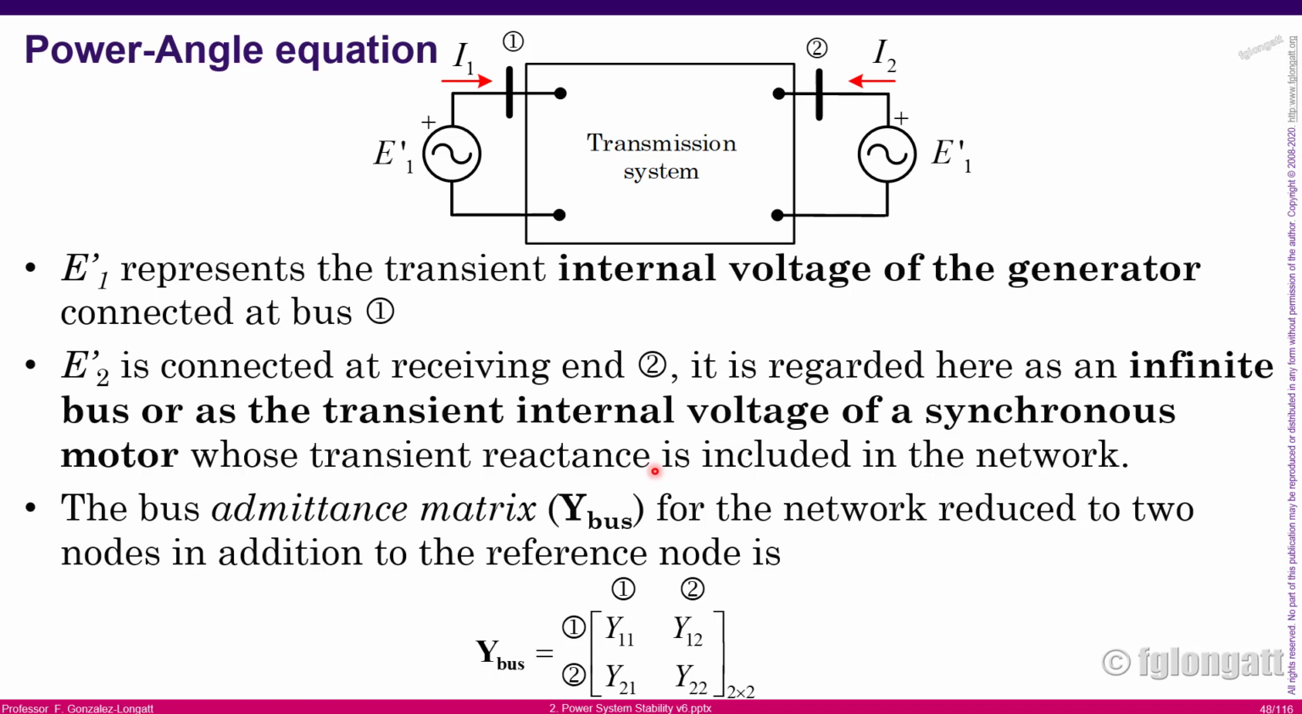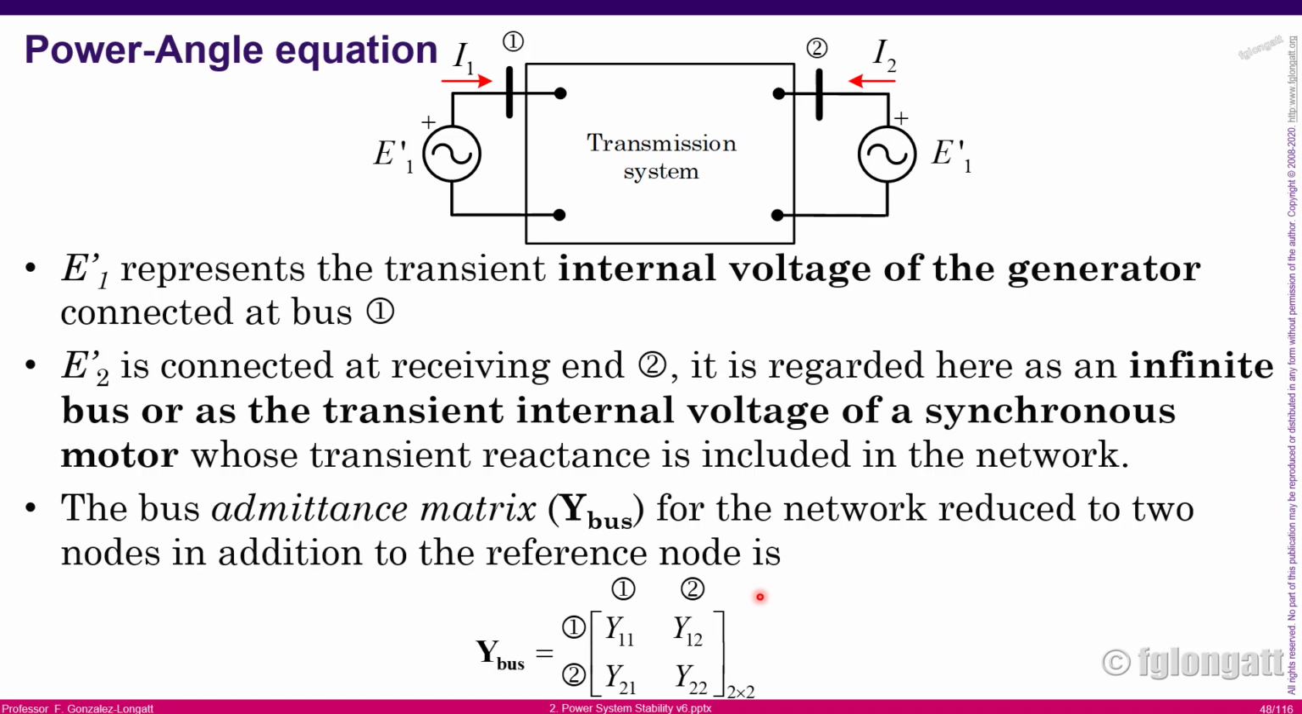In this case, let's assume the following. Let's assume that the terminal conditions are the internal voltages of the generators, okay? For simplicity, I am presenting the case where we assume this one is a generator and this one can be a motor, okay? And what I want you to understand is that if we are working with only two generators, well, the admittance matrix must be a 2 by 2, okay?